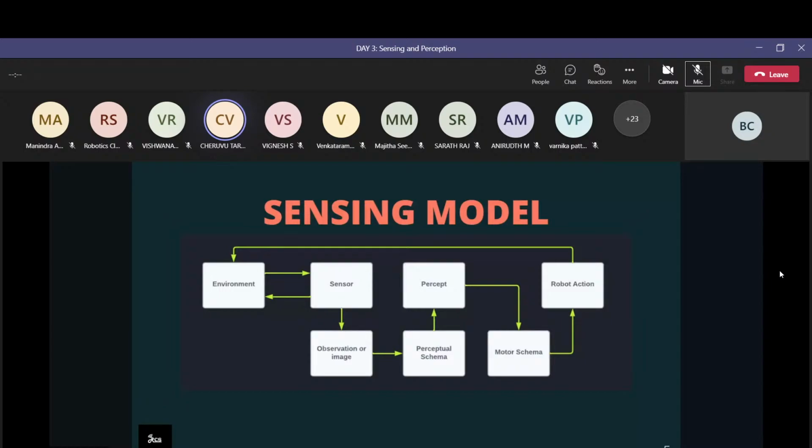So those will be perceived. The perceptual schema, percept, modal schema, all these are the perceiving parts of perception where the input data is perceived, and then the final appropriate robot action will be taken, and the same robot action will cause a change in the environment again. That's the basic idea, guys. That's why your sensing model starts with an environment and ends with an environment again, right?